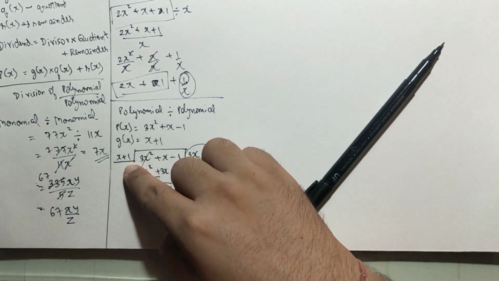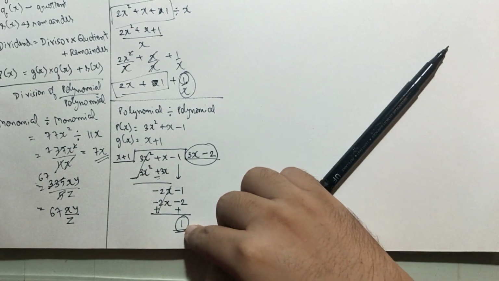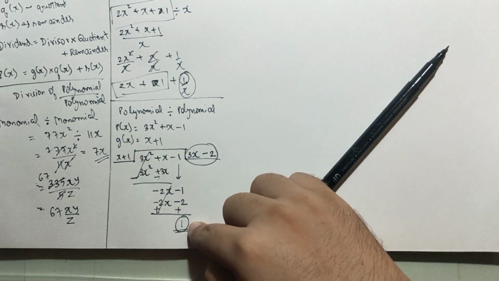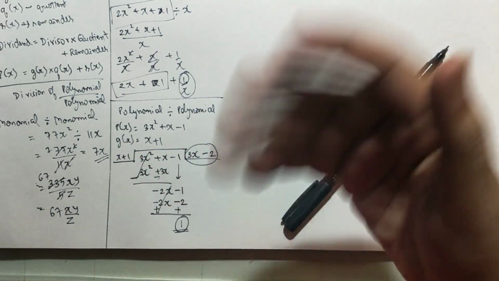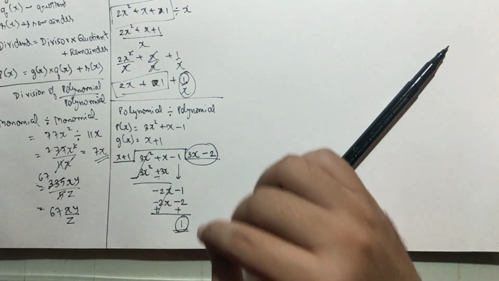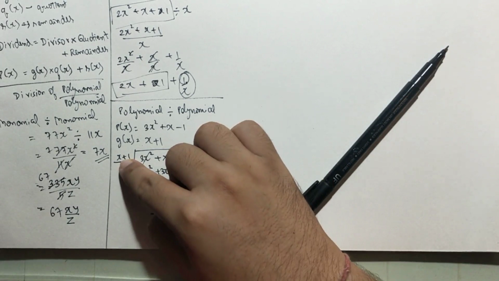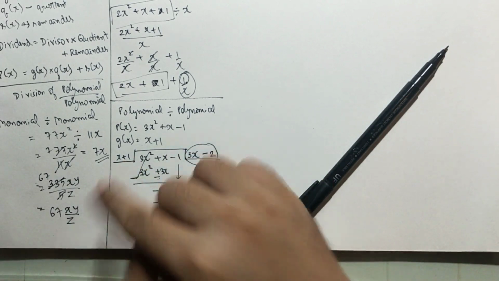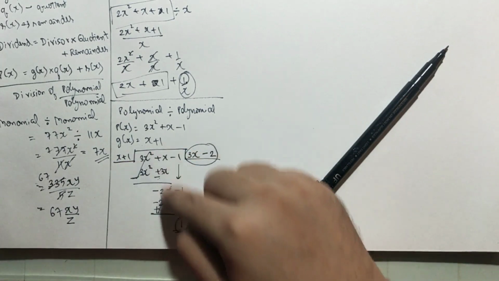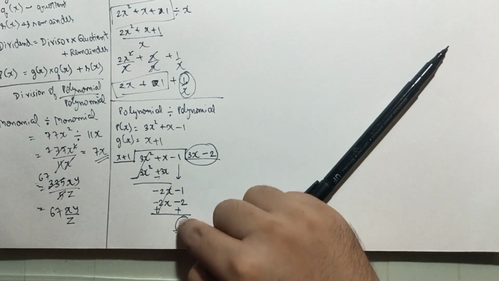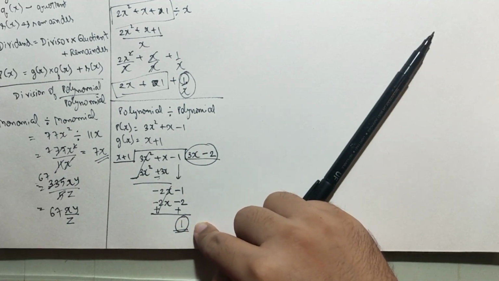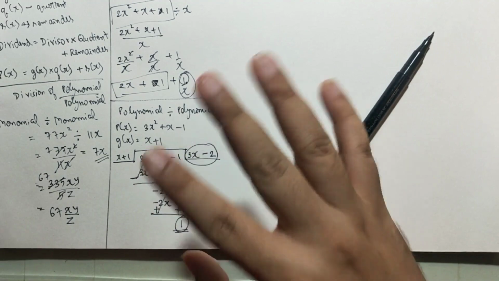If there was one x left over here, we would have divided again. Or x square or x cube. We have to divide till the point when the degree of the remainder is less than the degree of the divisor. Suppose there is x square over here and we go on dividing, then we have to stop when x comes in the remainder. As soon as x comes in the remainder, we have to stop.